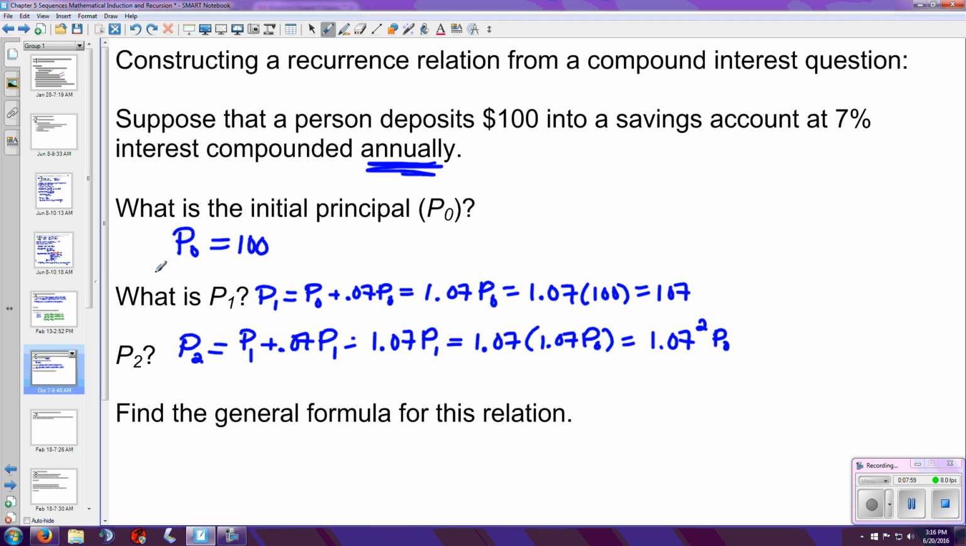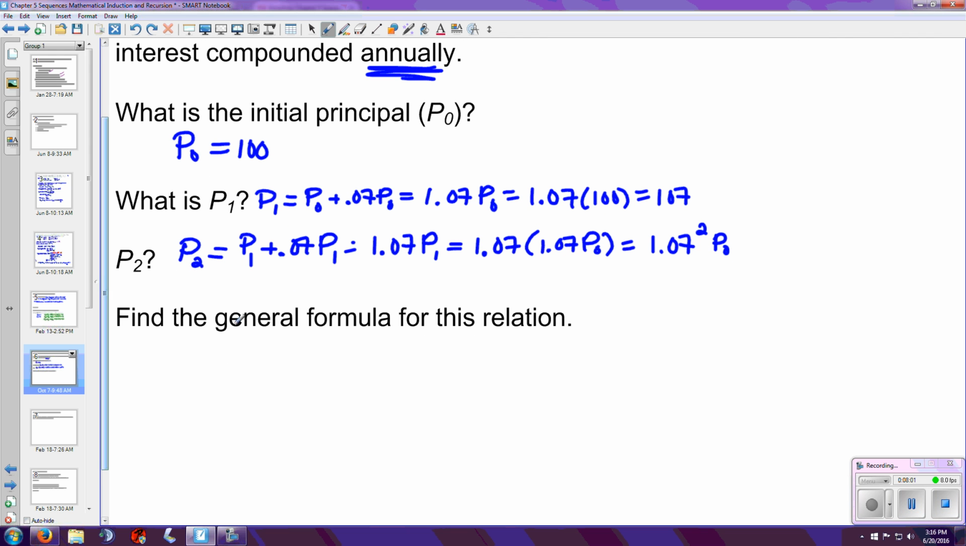Now if we repeat this for P3, what do you think is going to happen? We're going to have that same exact thing continue to appear. So if we wanted to find a formula for this, let's say P sub n equals 1.07 to however many years we've compounded for, because in this case we're compounding annually, times P0. So our general formula for this exact case would be P sub n equals 1.07 to the n times 100, since that was our initial value.